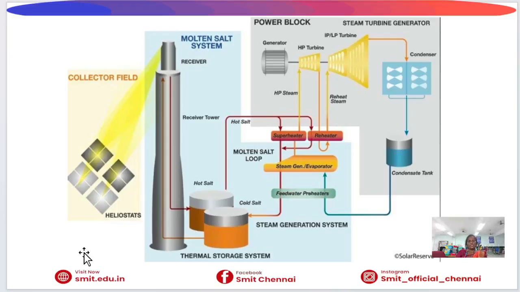The high pressure steam drives the steam turbine, which rotates the generator to produce electricity. After the turbine, the steam goes to the condenser, where it cools and turns back into water and the cycle repeats. The molten salt allows thermal energy storage, so power can be generated even when sunlight is not available.